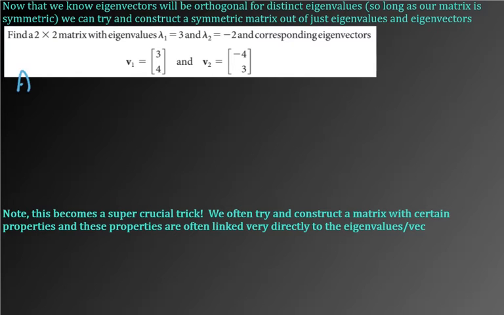So we're going to build A out of its spectral decomposition. So lambda 1 Q1 Q1 transpose, plus lambda 2 Q2 Q2 transpose. And we are going to utilize one fact here. We know that eigenvectors will be orthogonal for distinct eigenvalues, so long as our matrix is symmetric. So really, we're going to build a symmetric 2x2 matrix, okay?